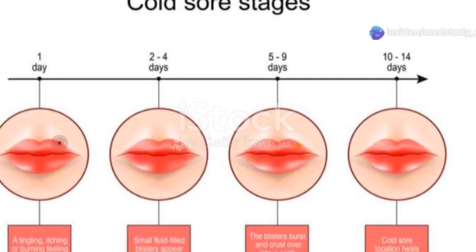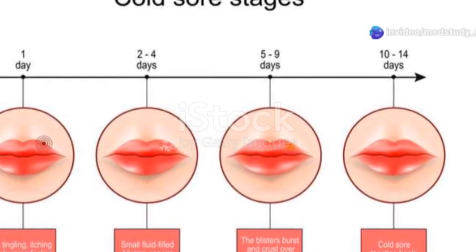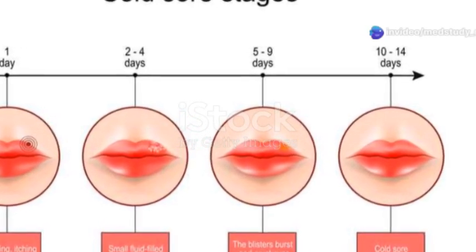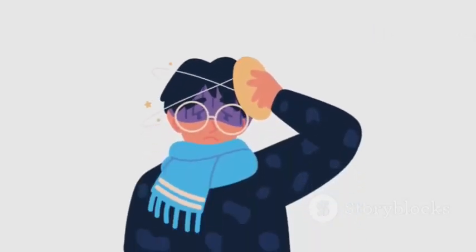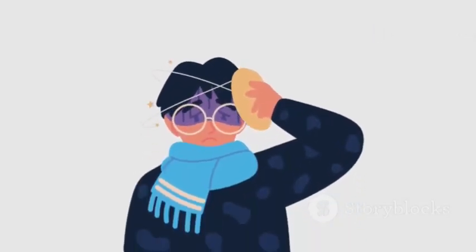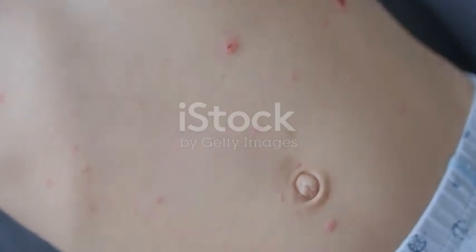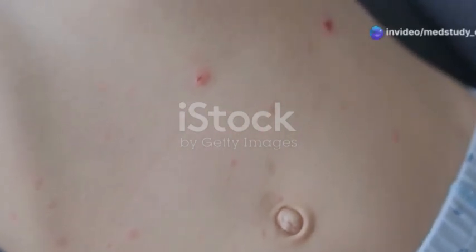The initial HSV infection, known as the primary infection, often presents with more severe symptoms. These can include painful ulcers or blisters, fever, swollen lymph nodes, and flu-like symptoms. However, some individuals may experience mild or even no symptoms during the primary infection.